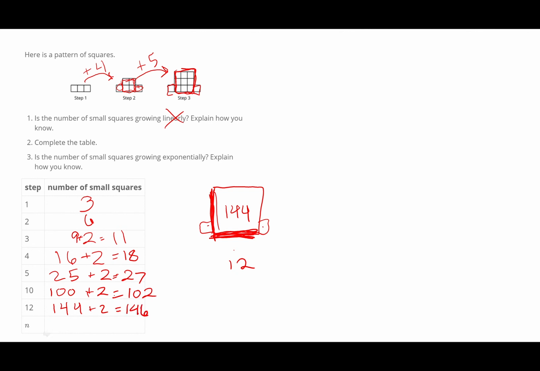And then, once again, regardless of what the step number is, our step number is going to tell us the number of rows and columns, and then we're adding 1 on either side. So either n times n plus 2 or n squared plus 2.